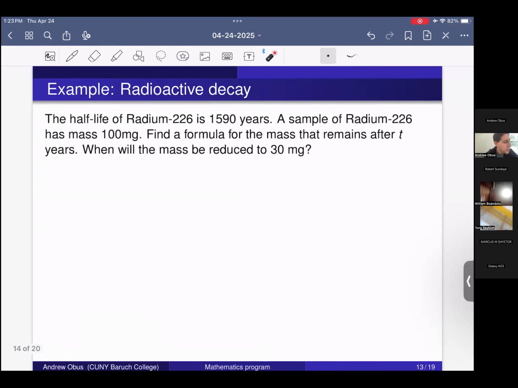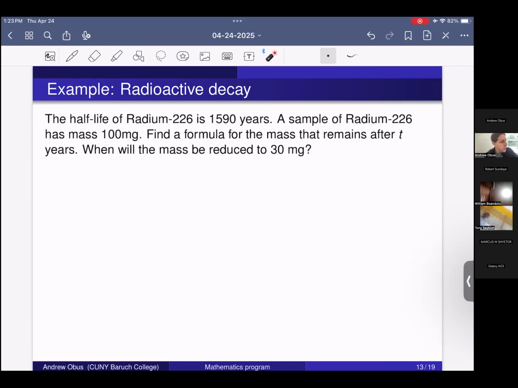So here we have the half-life of radium-226 is 1,590 years. A sample of radium-226 has mass 100 milligrams. We want to find a formula for the mass that remains after t years, and when will the mass be reduced to 30 milligrams? So it's really two questions. The first is find a formula for the mass that remains after t years. And the second is when will the mass be reduced to 30 milligrams?